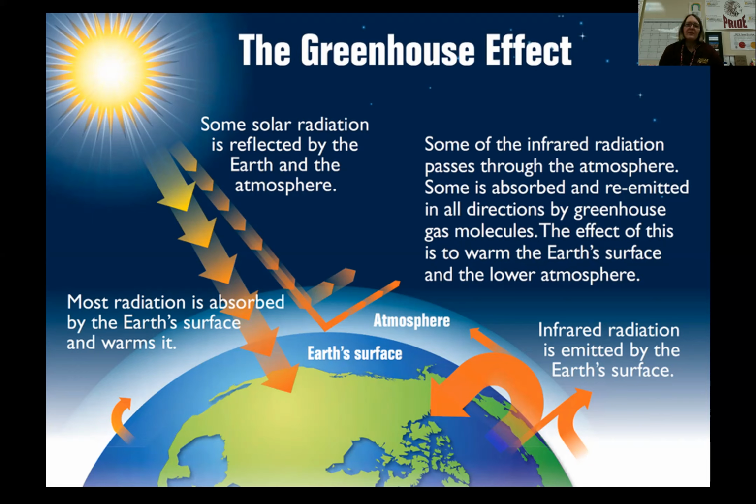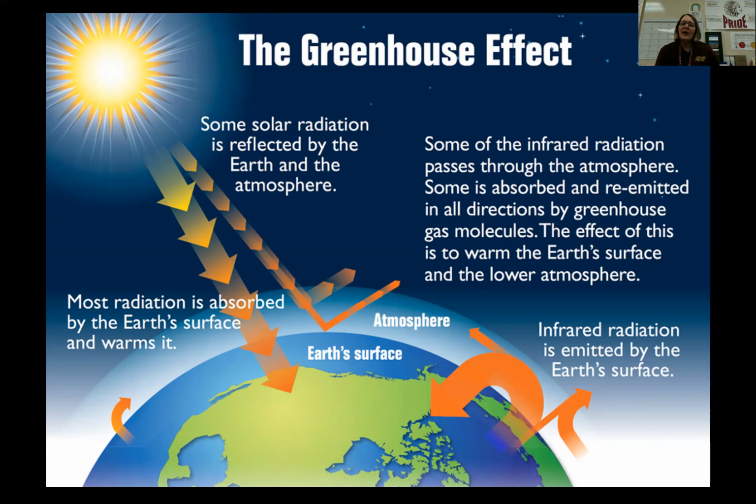Some of the infrared radiation passes through the atmosphere, some is absorbed, as we talked about, and re-emitted in all different directions. In fact, some of the gas molecules appear kind of like golf balls. They have little dimples around them, and so they scatter the light in all different directions. The effect of this is to warm the Earth's surface and lower atmosphere.